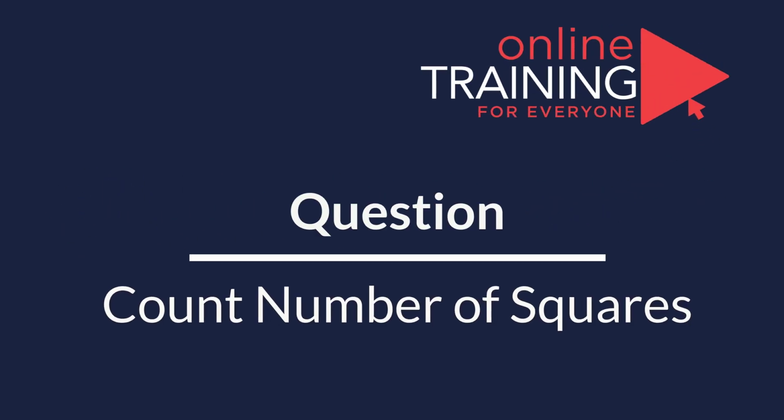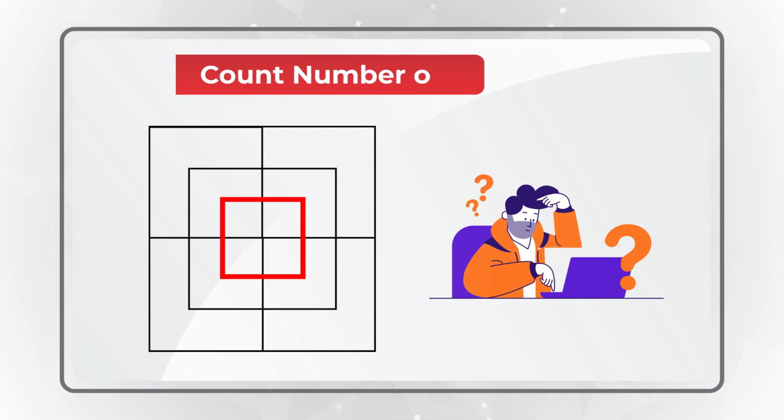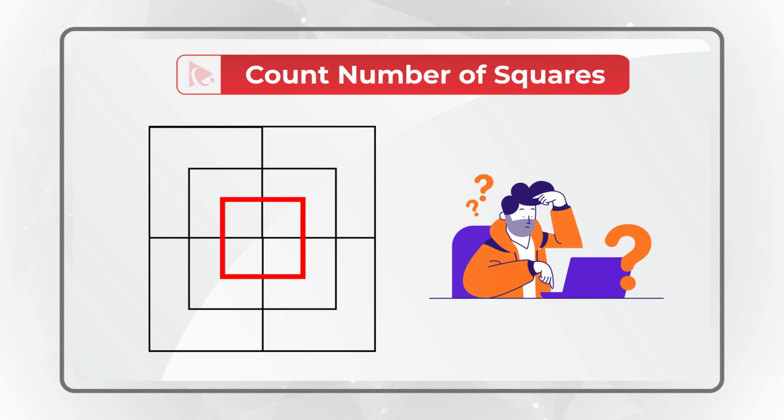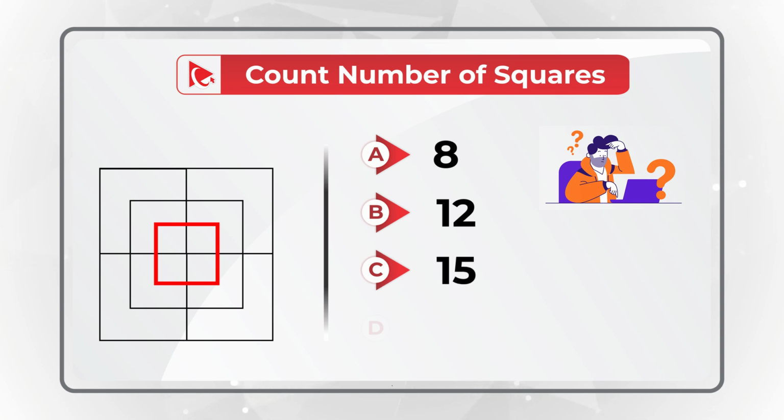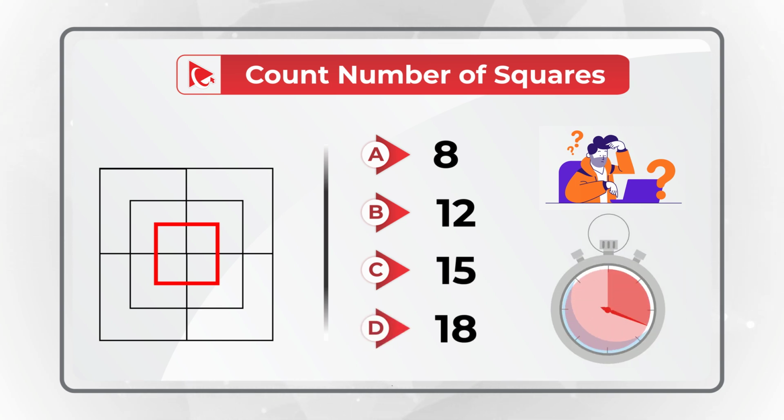Here's one of my favorite questions where you need to count the number of squares presented in the shape. You have 4 different choices. Choice A, 8. Choice B, 12. Choice C, 15 squares. And choice D, 18 squares. Take a close look at the picture to see if you can come up with the right choice.